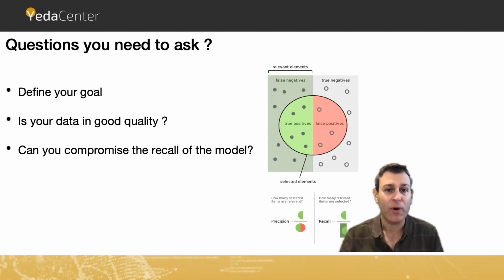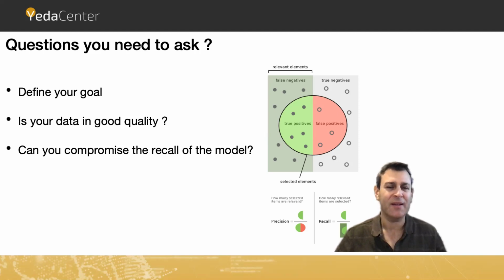And for example, if 80% accuracy of a model is enough for you, meaning that 80% of the data will be identified as good results, it means that you can use maybe less data than you usually need. Is your data in good quality?